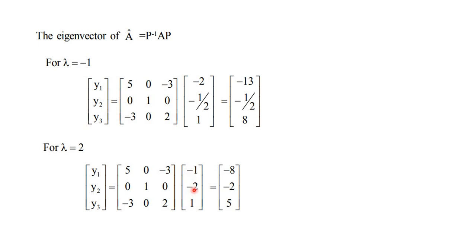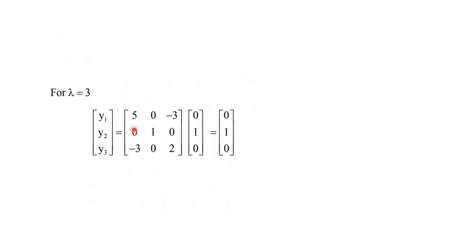Then the eigenvector of A cap for lambda equal to 2. That is y1, y2, y3 is P inverse into x2, where x2 is the eigenvector for lambda equal to 2 in A, which is 1, -2, 1. So you multiply: -5, -3 is equal to -8. 1 into -2 is -2. -3 into -8 is 20. -3 into -1 is 3, 3 plus 2 is equal to 5. Now the eigenvector of A cap for lambda equal to 3 is P inverse into the eigenvector in A, which is 0, 1, 0.